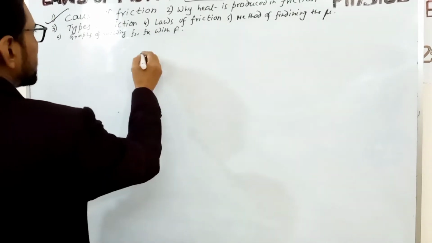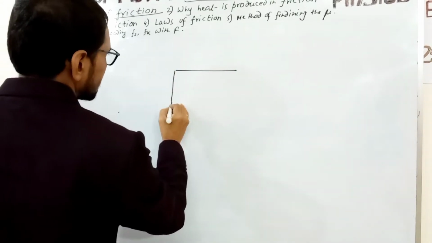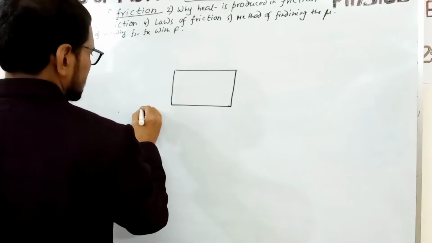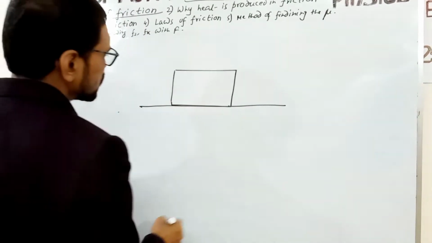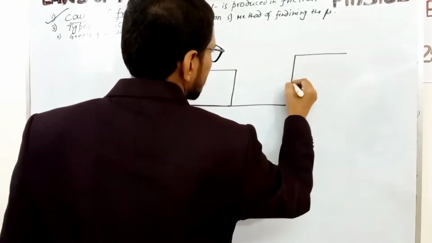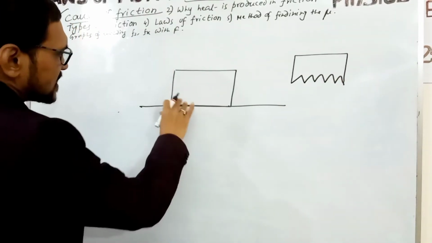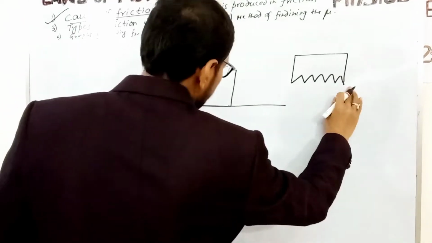1. What is the cause of friction? When two bodies are kept in contact with respect to each other, if we see microscopically, every contact surface is rough. To the naked eye the surface looks smooth, but actually the surface is rough. There is roughness in the surface.